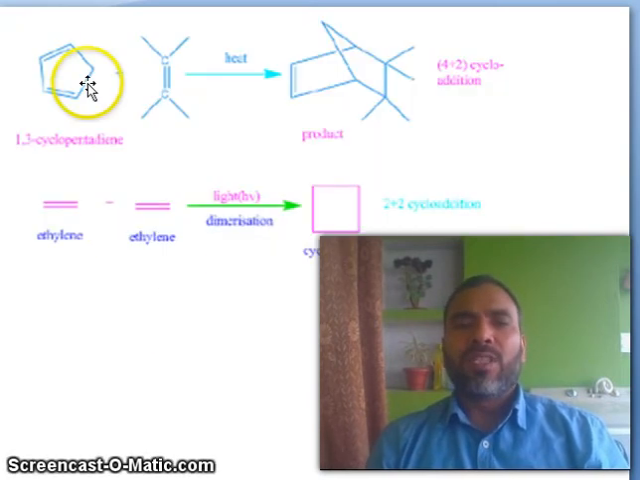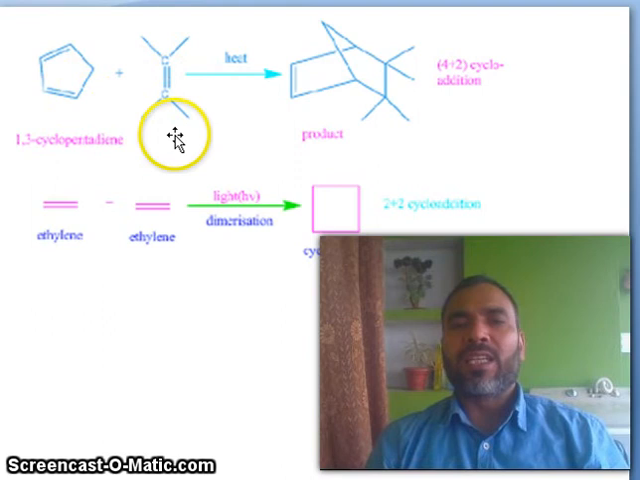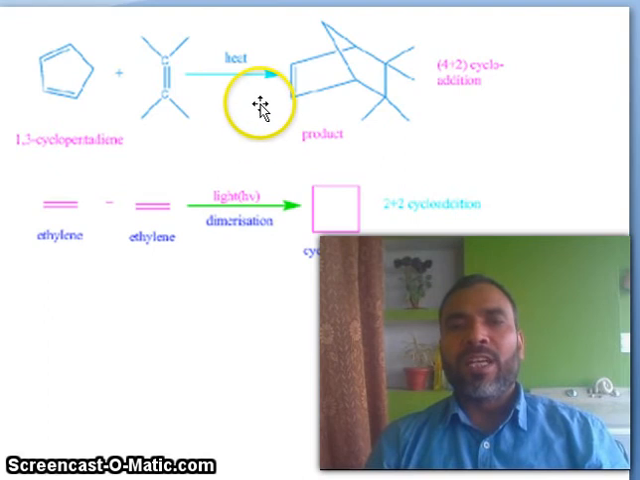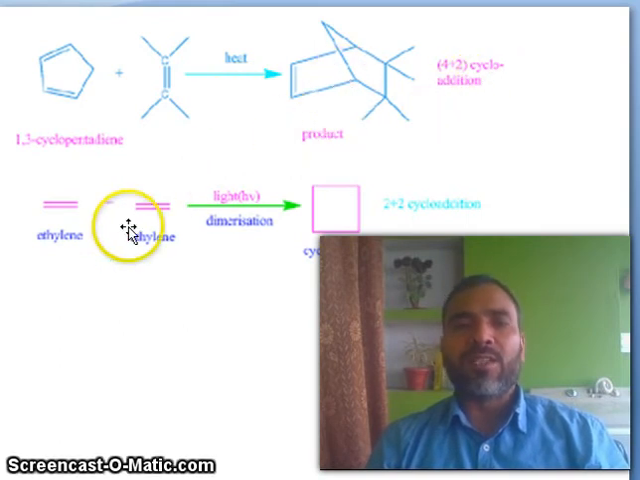Now this is 1,3-cyclopentadiene, you know that, and this is an alkene, you know that. Heating is very important. Why is heat very important for cycloadditions, especially Diels-Alder reactions? You will learn these points, the importance of heat and the importance of light, in higher classes, and I will discuss them in pericyclic reactions also. A 4+2 cycloaddition occurs, and this is the product.